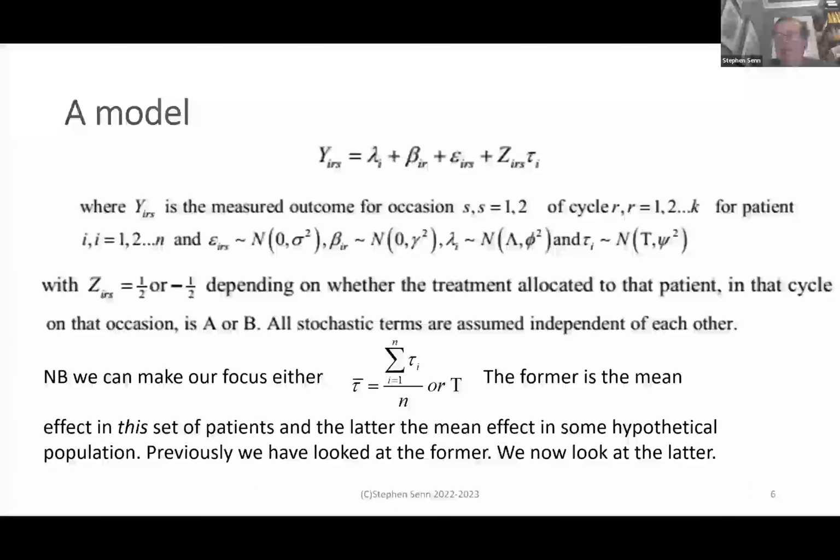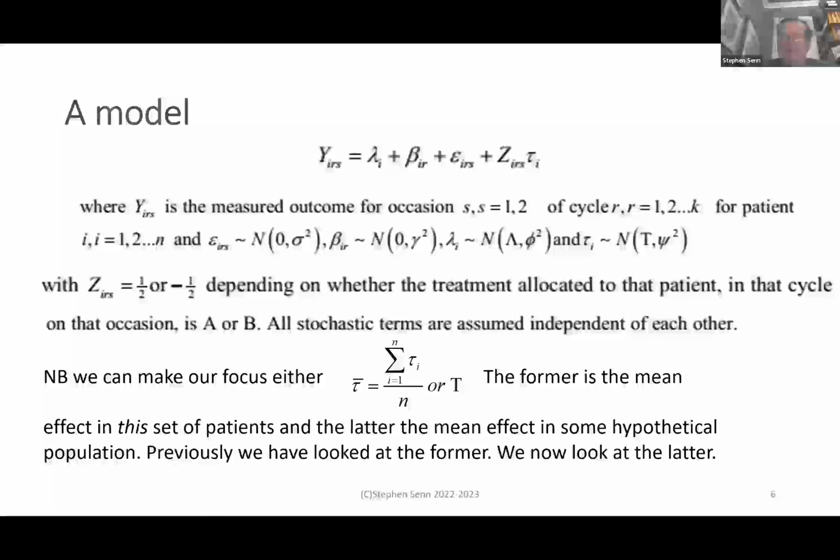And we can now make our focus one of two things. I can either look at the actual average of those tau I terms. I can try and work on what they were for the patients in the trial, or I can have a look at capital tau, which is somehow some general effect which I might apply, which I might imagine would apply for patients in general.